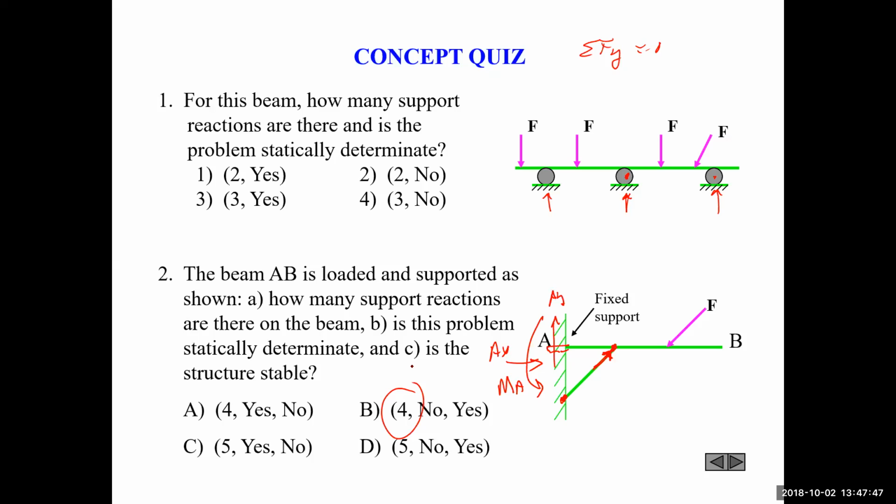Remember, 2D problems, how many unknowns can you solve? 3. So with 4 unknowns, it's indeterminate. It's like, what's that called when you have more unknowns than equations? What do they call that in linear algebra? Like the uniqueness and existence of solutions, right? It has many solutions, right?